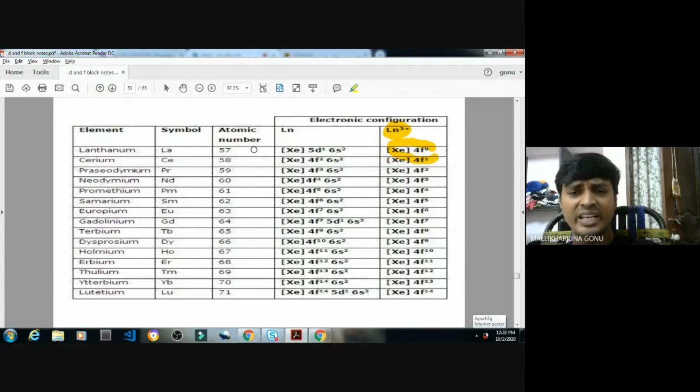What is the electronic configuration here? Xenon 5d1 6s2. So what is this lanthanum? Is it a D block element or F block element? Aishwarya, what do you feel? This lanthanum, is it a D block element or F block element?